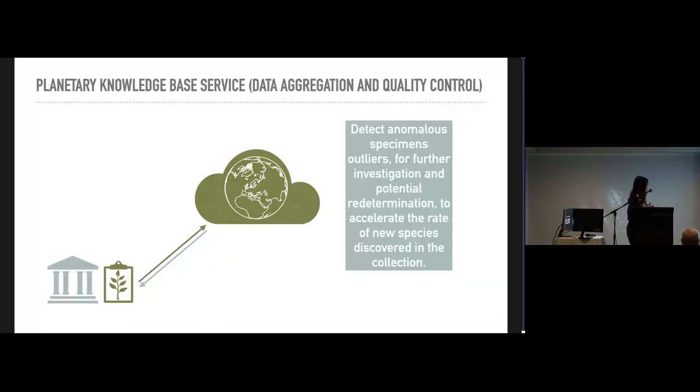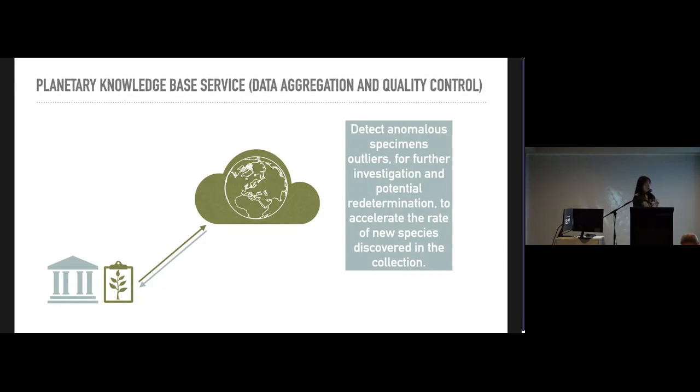The last one is something from an institution perspective, because we all know that we have re-identification and redetermination after maybe a couple of years, or sometimes for a new species discovery, and this can all be done from a specimen record analysis. So what we are aiming for is that the planetary knowledge base will do auto filtering for the curator, so that it can save them some time.